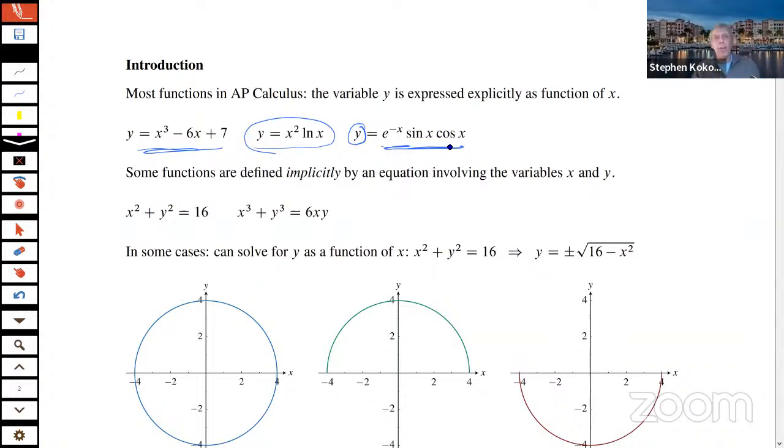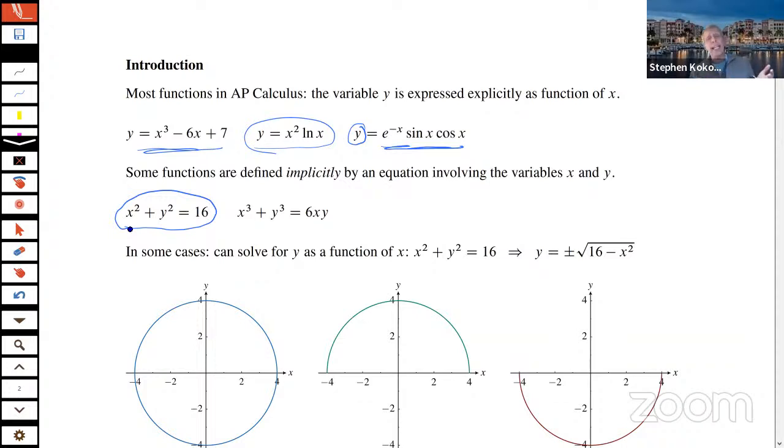Well, it turns out that sometimes, Curtis, functions are defined implicitly. They're sort of embedded into an equation involving the variables x and y. And here are just a couple of examples. So this one might look a little familiar. This one here, x squared plus y squared is equal to 16. I don't have y isolated all alone on one side of the equation. But there might be at least one, maybe two or more functions sort of embedded or defined implicitly there. And here's another one, x cubed plus y cubed is equal to 6xy.